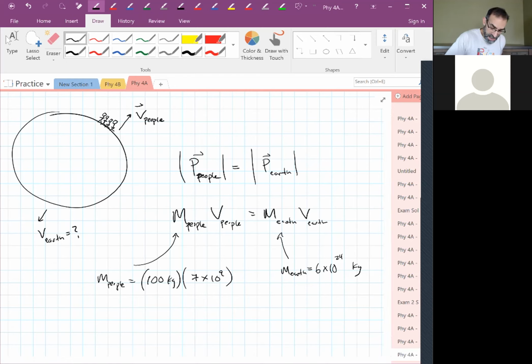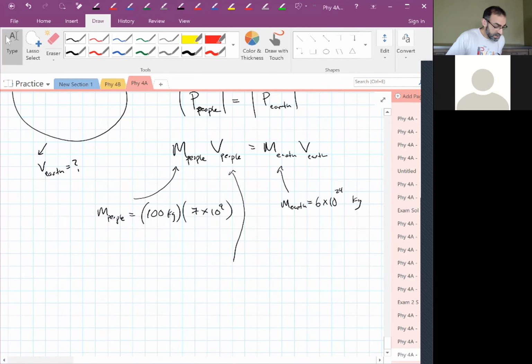Let's pretend that every person on Earth is a star basketball player and has a 1 meter vertical leap, okay? Every person on Earth can play in the NBA and has a 1 meter vertical leap. So how fast would they be going when they leave the ground if they have a 1 meter vertical leap?